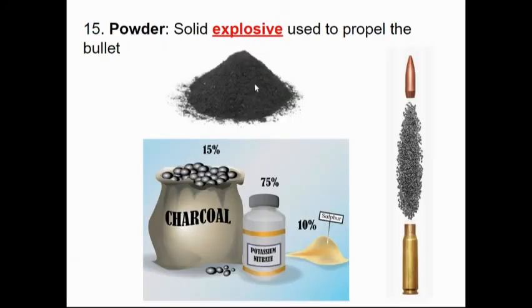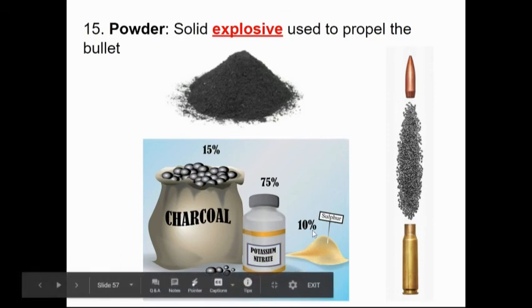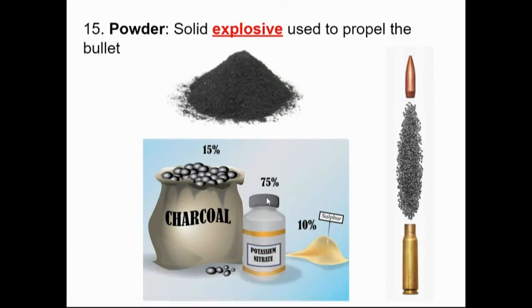Powder is the solid explosive used to propel the bullet. In the first set of notes we did, we talked about the history of it. We mentioned that it's composed of charcoal, potassium nitrate, and sulfur. These can be chemically tested for in gunshot residue to determine if gunpowder was present on someone's clothes, their hands, their face, elsewhere in the room.